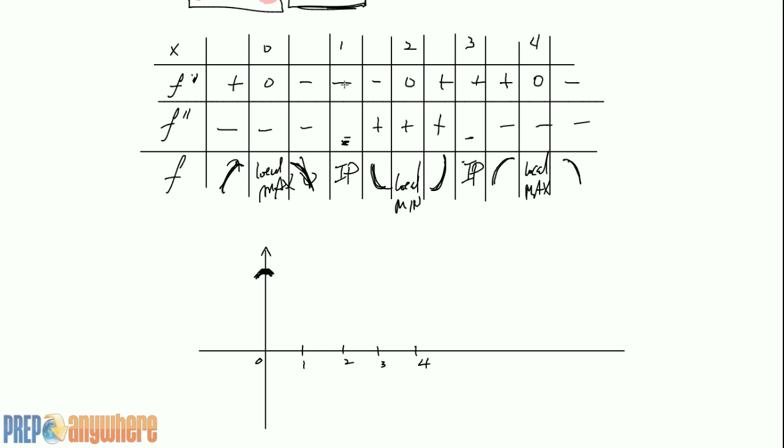At 2 it's a local minimum. So at 2 I'm just going to pick a low. That's the local minimum. And at 4 it's another local maximum. So I'm going to pick it like that.